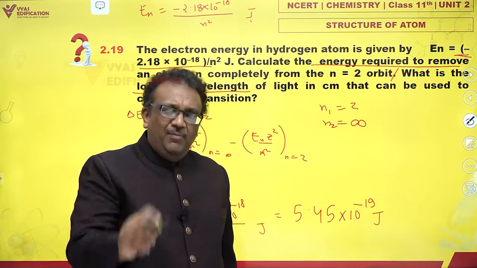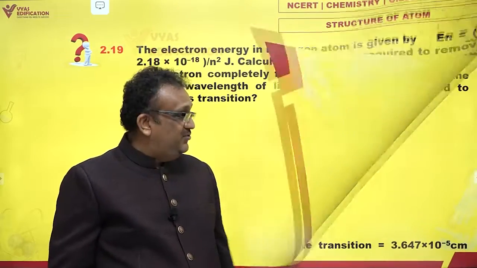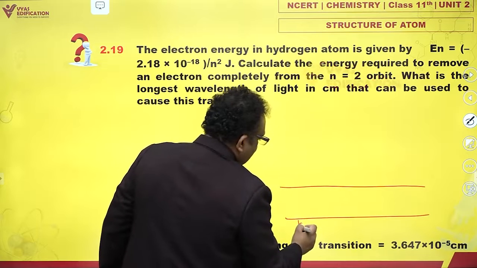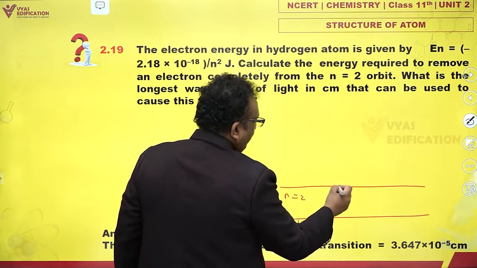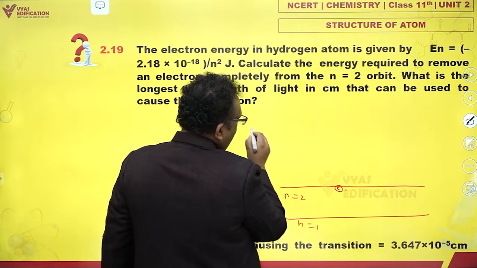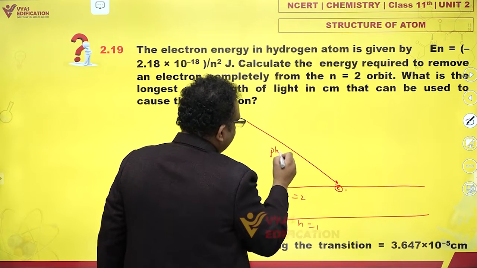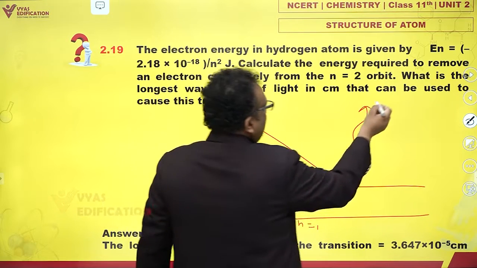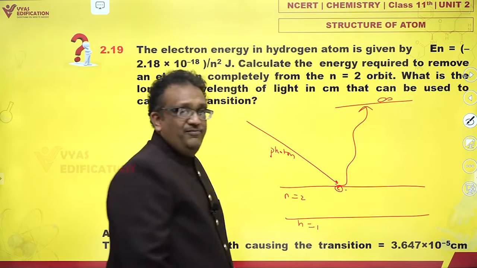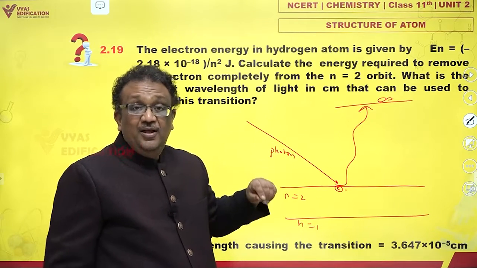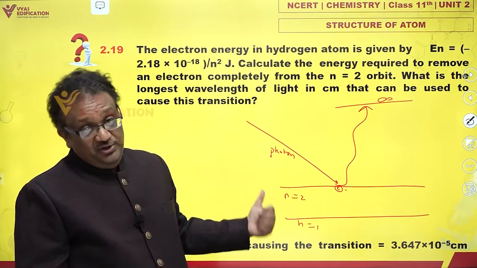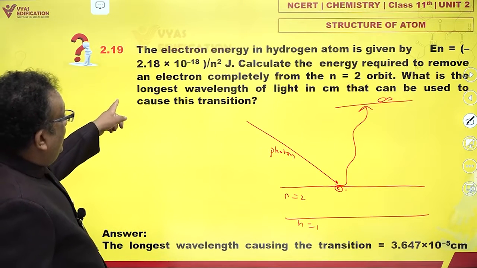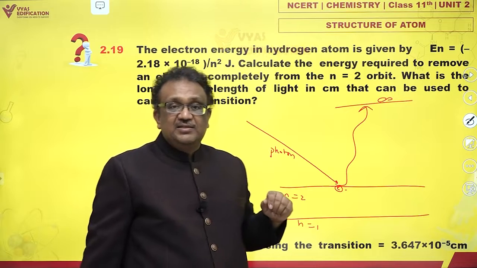No. You can mug up, fine, but first of all you have to imagine physically what exactly is happening. See, you have n is equal to 1, you have n is equal to 2, you have the electron here, and a photon falls here. This absorbs energy and jumps up and goes to n is equal to infinity. This is what is happening. You also calculated the energy of this photon. Now the fun part is, when you say longest wavelength, see, it's like this.